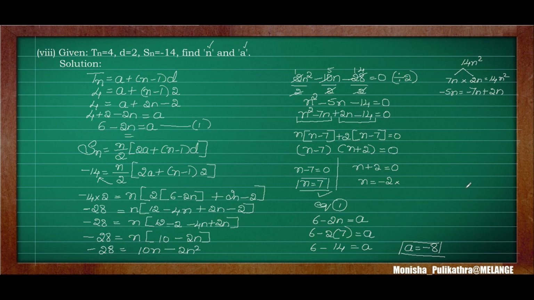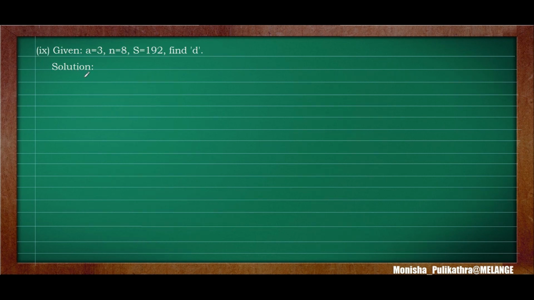Okay. So we got the value for n. n is equal to 7 and a is equal to minus 8. Hope you understood this. Moving on to the ninth question of exercise 1.3.